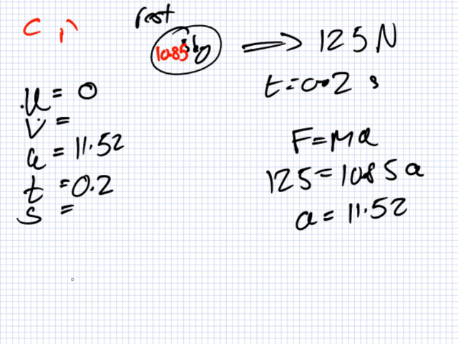So how can I get the V? Good old V equals U plus AT. The U is 0, so it's just the A, which I have on my calculator, multiplied by T. So the answer is 2.3 meters per second.